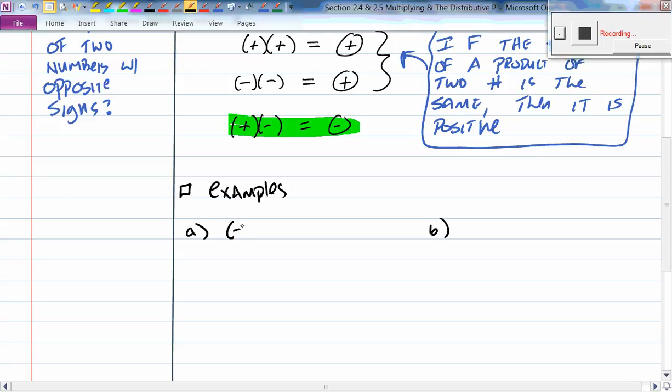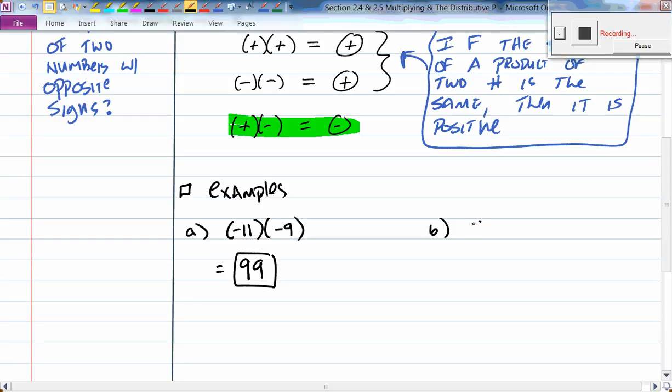Here we go. What's negative 11 times a negative 9? All right. Are the signs the same or are the signs different? The signs are the same, right? So what does that mean? Has to be a positive answer, right? So what's the answer? Positive 99, right? Because the signs are the same. That was simple.